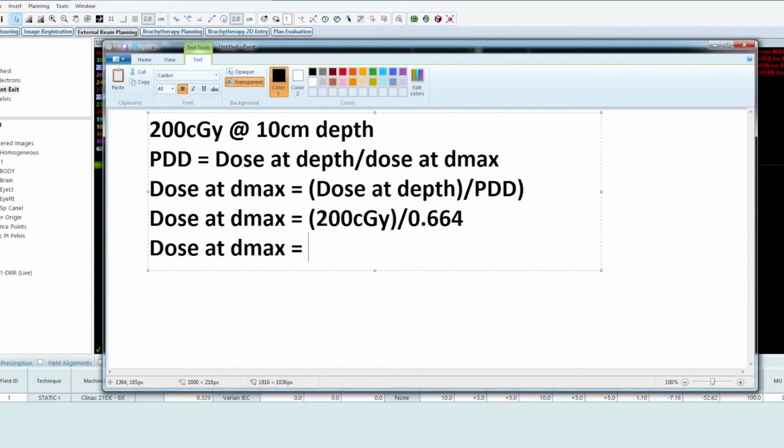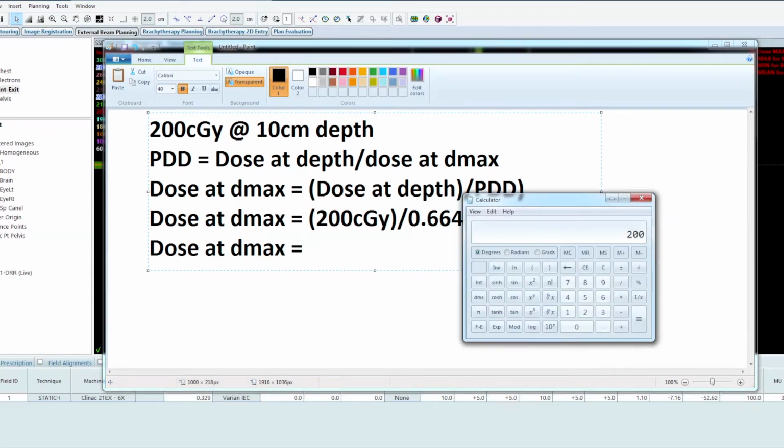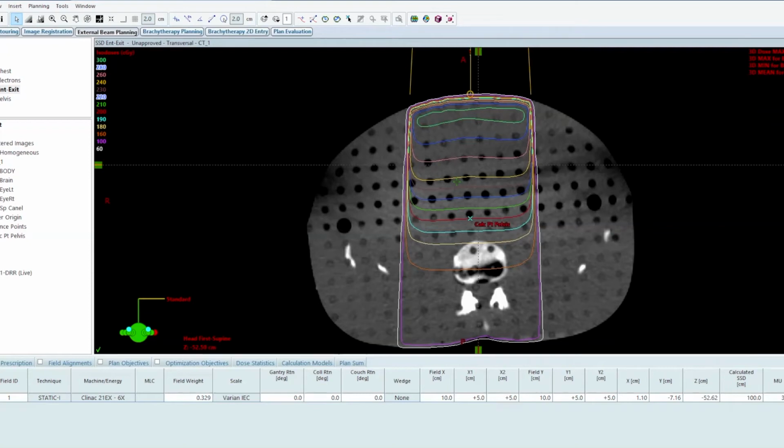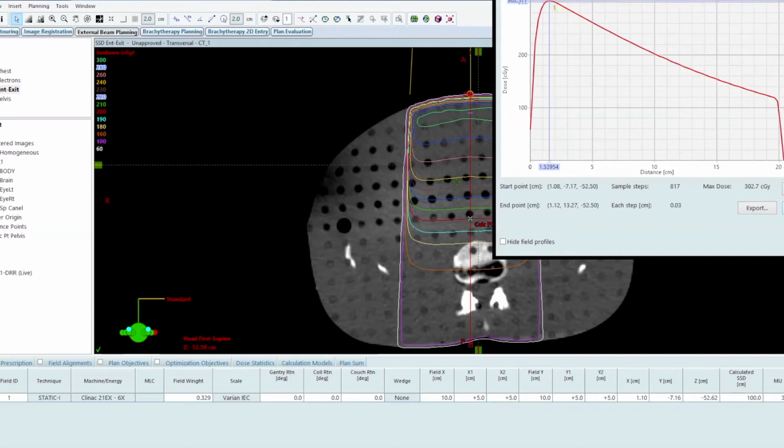So my dose at D max is 200 centigray divided by 0.664. Okay, 301. So if I looked at my profile again on the central axis, and I look at my D max, right, my maximum dose is 302. So 302 centigray, 301 centigray, effectively the same. So that's my dose at D max. You take the dose at depth divided by whatever the percent depth dose is at that position.